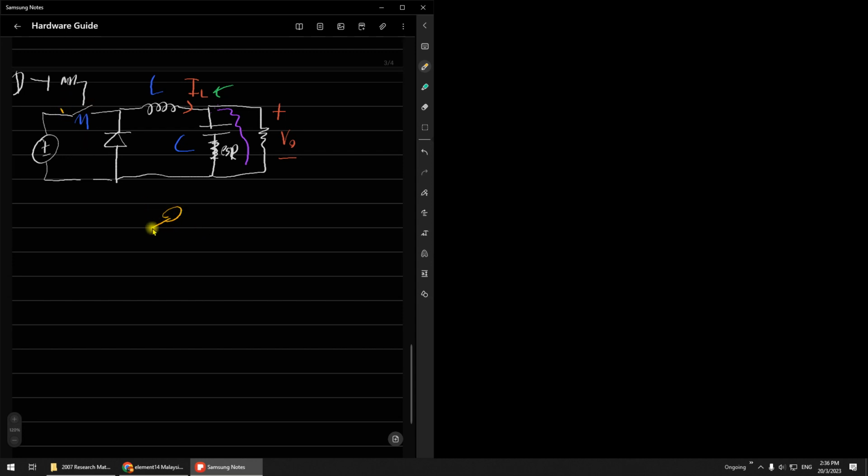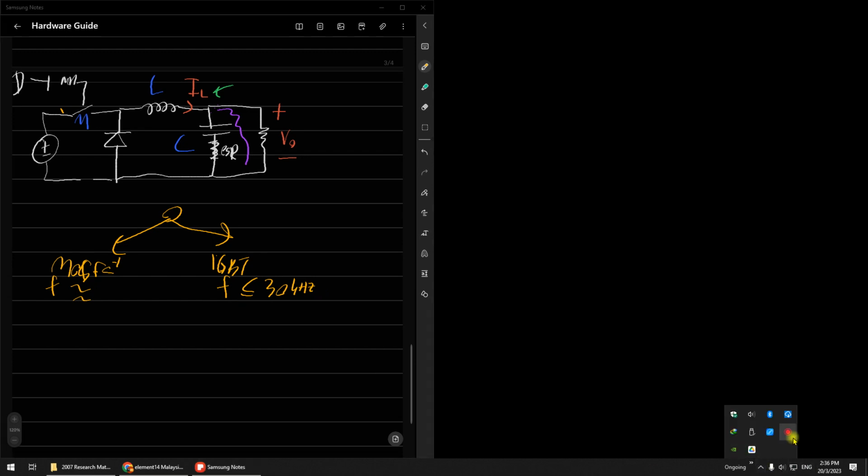So the power switch for power electronic application, you can choose either MOSFET or IGBT. MOSFET if you want to switch at higher frequency. If you have 30 kHz, MOSFET, you don't care about frequency. Frequency can be anything, but for IGBT the frequency needs to be less than 30 kilohertz, because IGBT is a little bit slower. That is the limitation of IGBT.